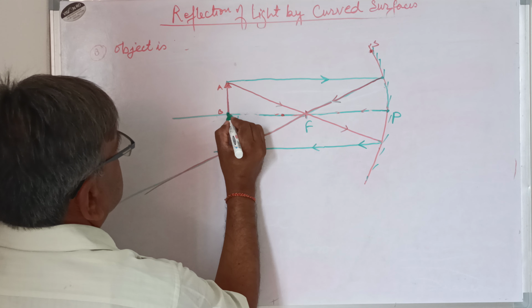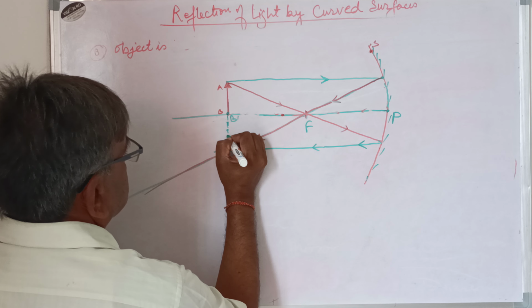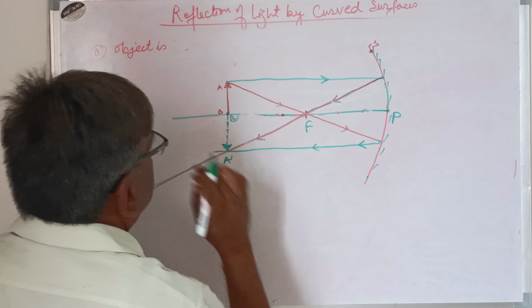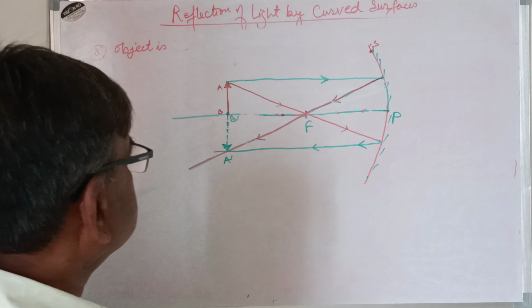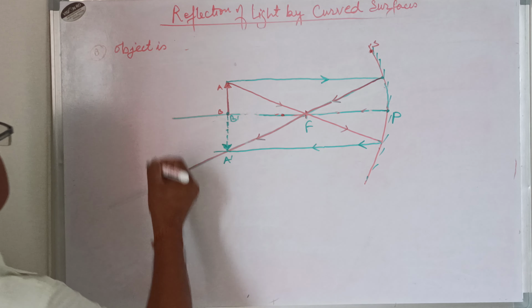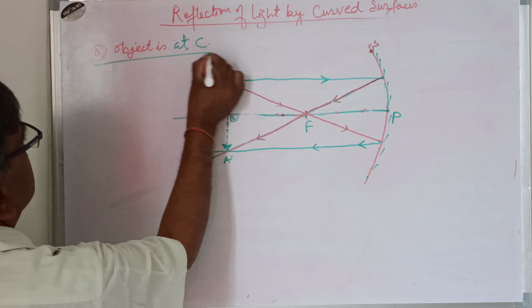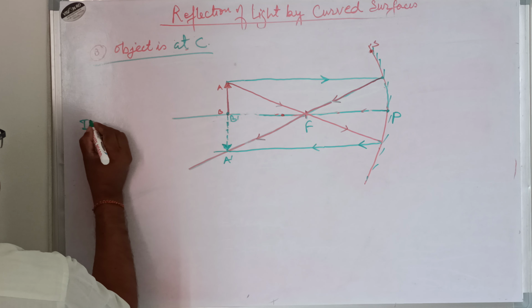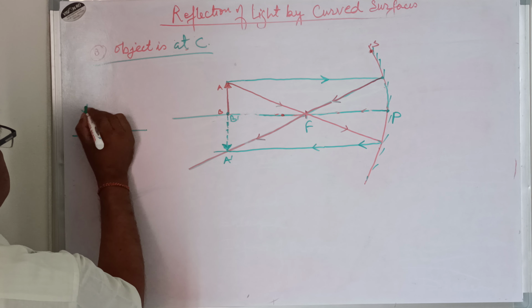Point C is the center of curvature. The image will form at C. You see, this is a very, very interesting case. So here the object is at C, center of curvature. So let us know about the image, nature of image.